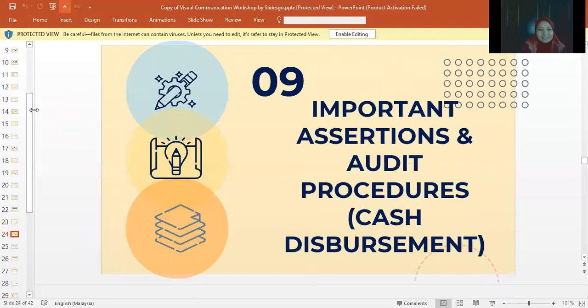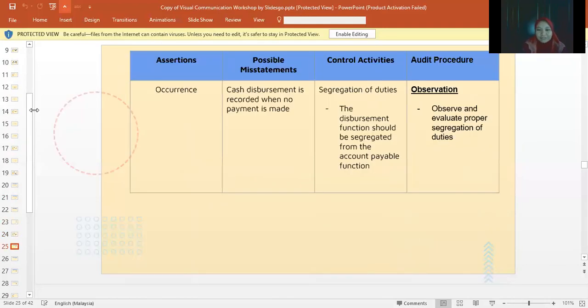So the next is important assertions and audit procedures for cash disbursements. Okay, so the first is occurrence, and the possible misstatement that might happen is cash disbursement is recorded when no payment is made. So the control activity involved is segregation of duties. The disbursement function should be segregated from the accounts payable function, and the audit procedure is observation. Management needs to observe and evaluate the proper segregation of duties.